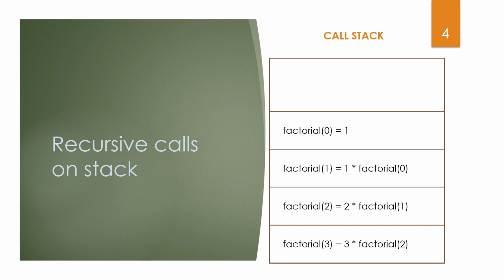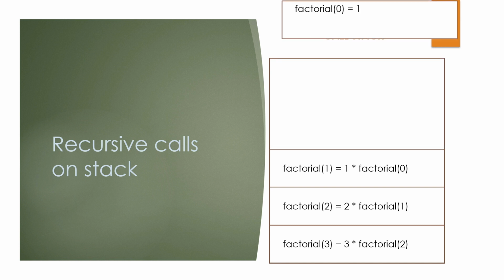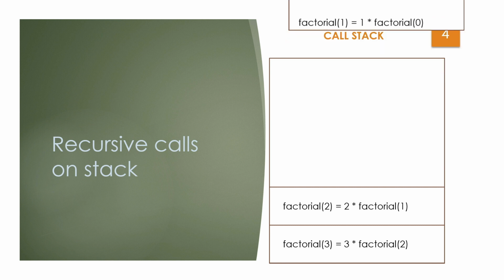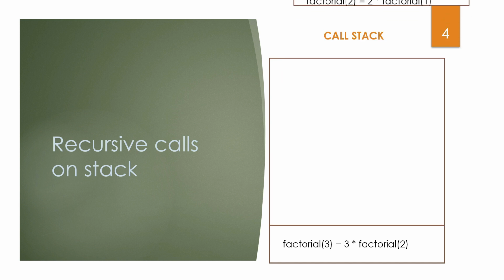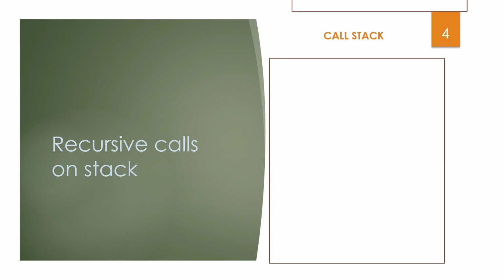After this, as you know, the stack is last in, first out, so the last call will be popped off with the value. Now the next one, factorial of 1, will be known because we already know what factorial of 0 is, and it will have its value. Then the factorial of 2, and finally we will find out the value of factorial of 3, and it will be popped off with the value 6. So 6 will be returned after all of these executions.